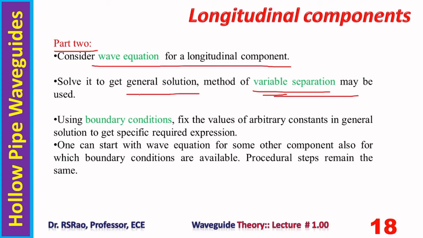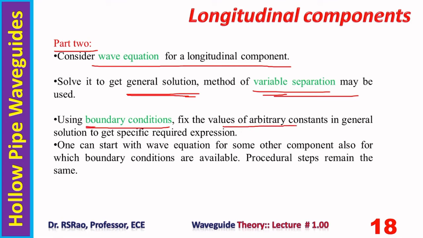So now we obtain the general solution. The general solution involves certain arbitrary constants. Values of these constants require to be fixed. To fix them, boundary conditions are required. Using boundary conditions, values of arbitrary constants are fixed.